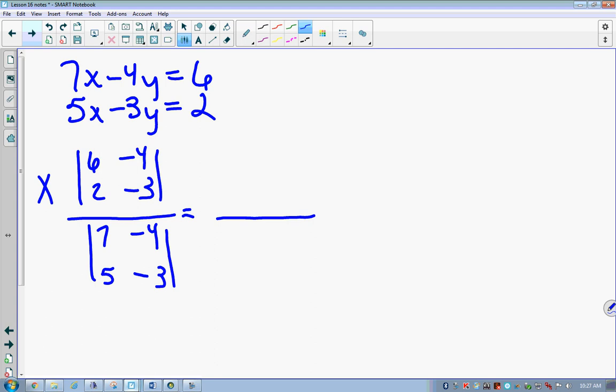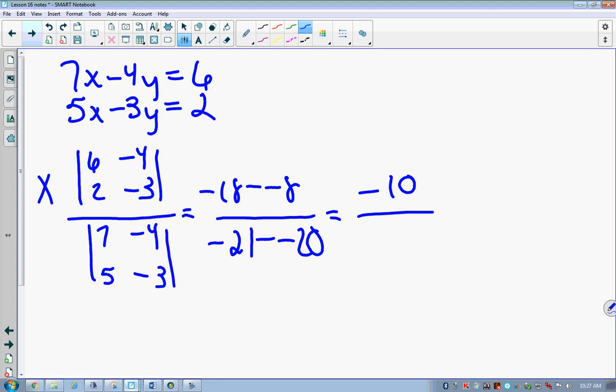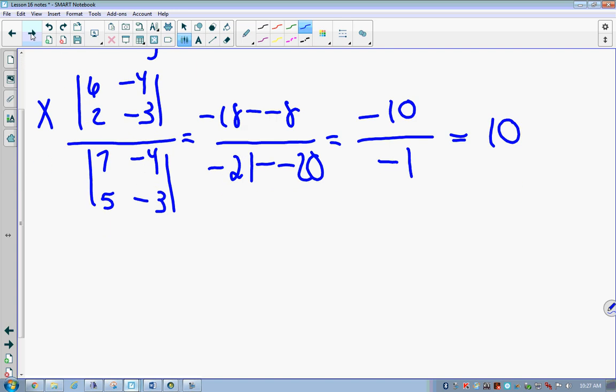All right, we've got 6 times negative 3 is negative 18 minus negative 8, right? Okay, on the bottom, 7 times negative 3 is negative 21 minus 5 times negative 4 is negative 20. Okay, up here we have basically negative 18 plus 8, which would be negative 10. And negative 21 plus 20, which is going to be negative 1, which means my answer there is 10. Did you follow that, John? Yeah. Okay. Basically, I feel like if you can get it set up, you know how to do determinants.